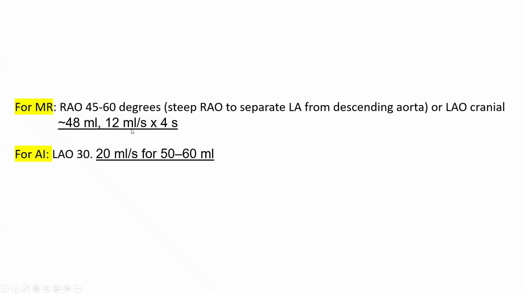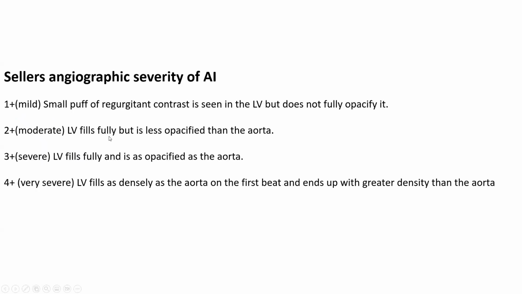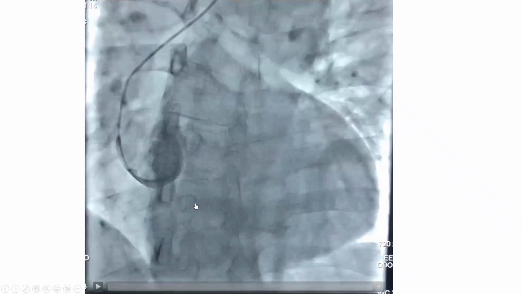Remember those numbers. 12 milliliters per second for 4 seconds, about 48 to 52 milliliters. For AI, we do an LAO view typically, and we inject 20 milliliters per second for a total of 50 to 60 milliliters. So big volumes. To give you an idea, when you do a standard LVgram, when we're not aiming to assess severe MR, we use only about 20 to 25 milliliters in total. So we use about double here to assess MR because we want to see good filling to get that semi-quantitative assessment.